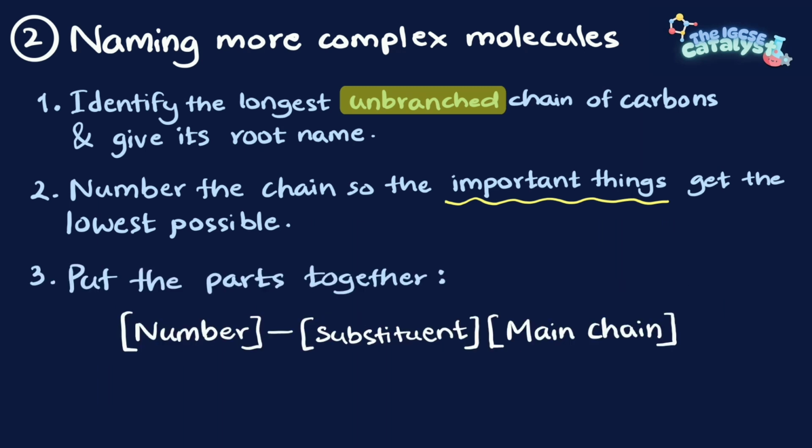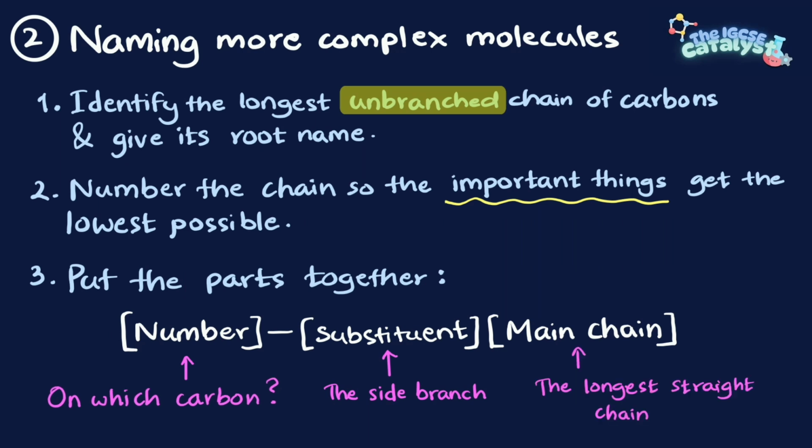The last step is to put all these pieces together in this order. First comes the number. This number will determine the carbon number that the substituent is connected to. And this substituent means the side branch, like the methyl group. And lastly, the main chain. This will be the longest straight chain or the parent chain.